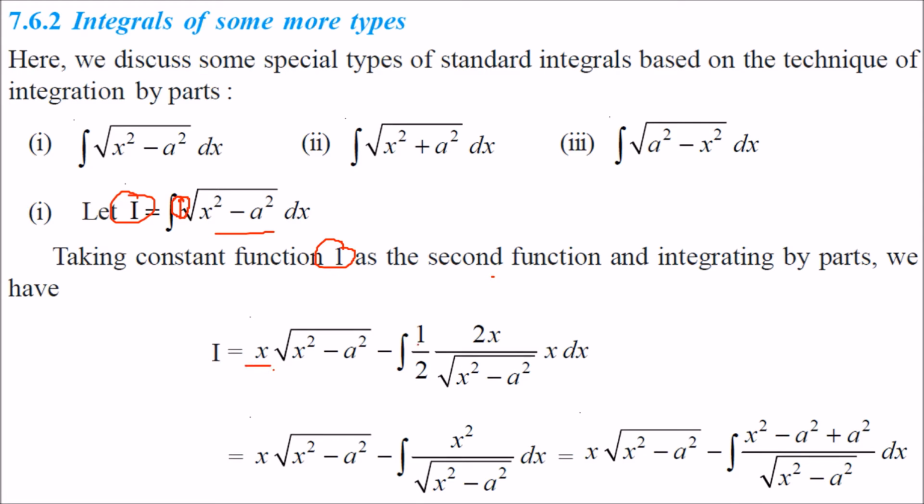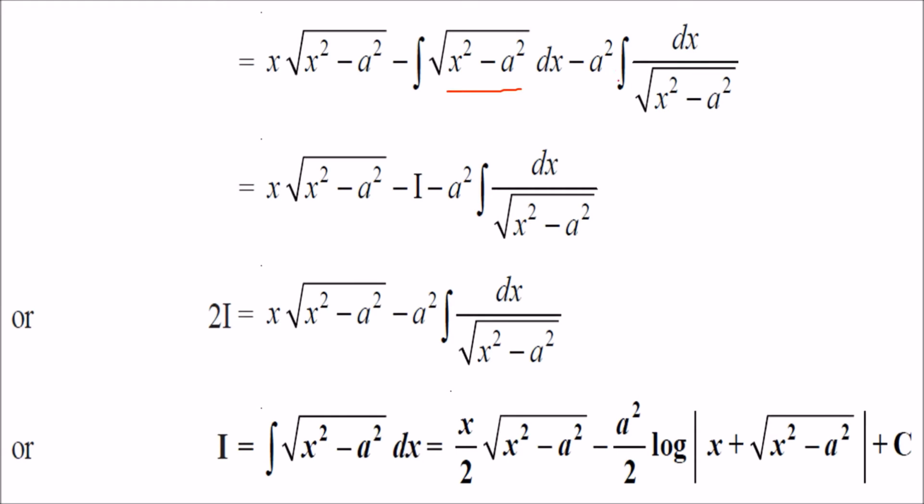Then integration of 1 will give x, and differentiation of this one gives this. And when you have got this, the 2 gets cancelled. Because this is x square, this can be written as x square minus a square plus a square. We are just adding to solve it. And when we write this, we can take this out and take this out. We can integrate them separately.